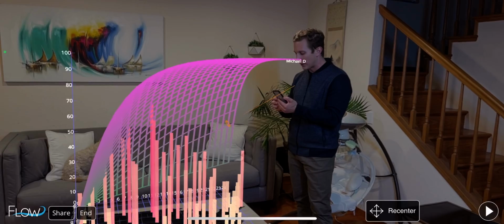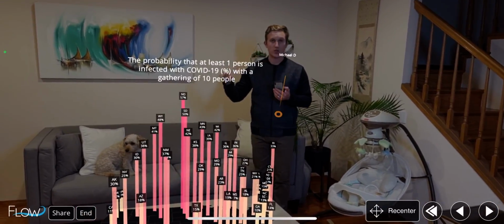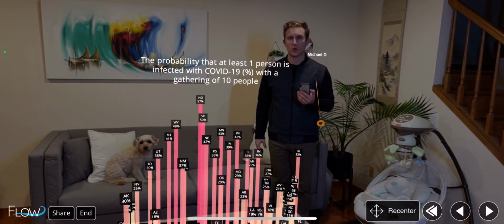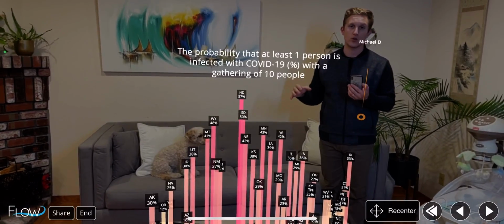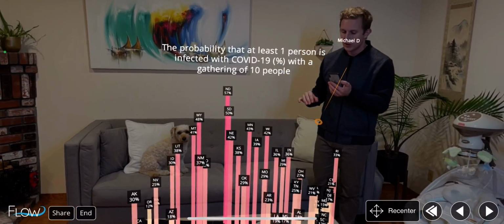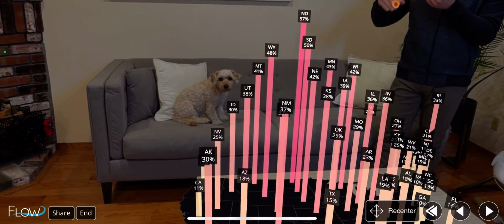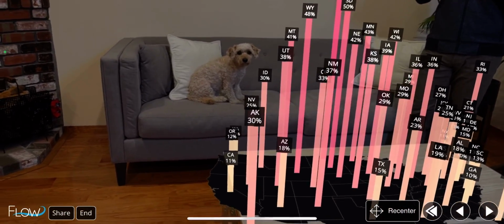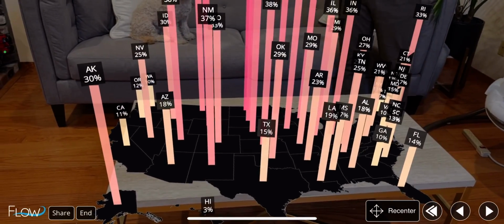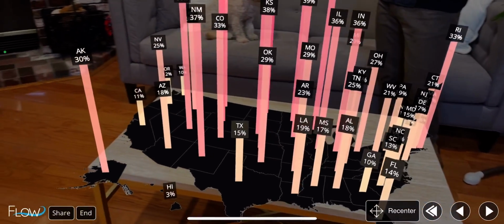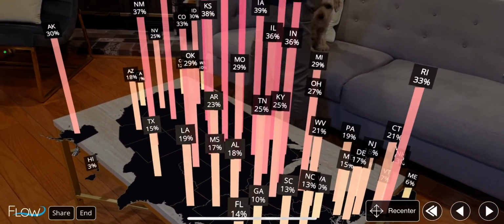But I did want to highlight the model, and this is a model that was developed by Georgia Tech, as well as some work with Stanford, and I'll have a link to that in the description so you can check it out for yourself. They actually go to a county level, which I think is really valuable as well. What we're looking at here is the probability that at least one person in a group of 10 has an active case of COVID-19. This ranges from upwards of 57% in North Dakota down to about 3% for Hawaii. So there's a pretty stark difference in terms of regionality.